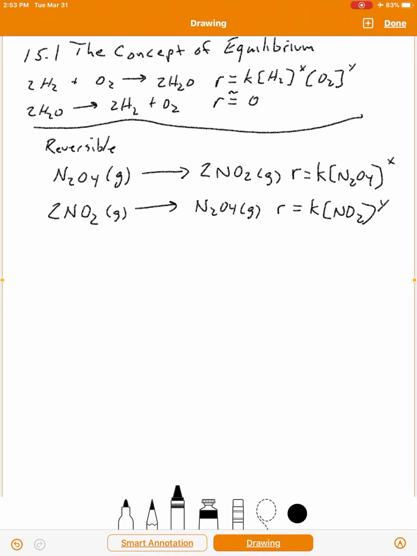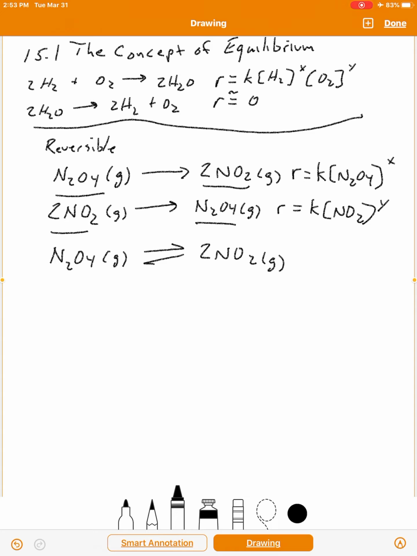So what we're claiming here is that both reactions can occur. If we put N2O4 in the container, it will form NO2. Or if we put NO2 in the container, it will form N2O4. That tells us that two opposite processes are occurring simultaneously. So we can write that in the following way. N2O4 is in equilibrium with NO2. Okay, we're going to write it that way.